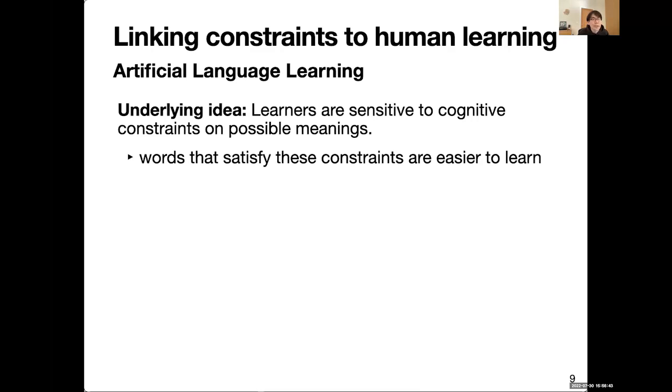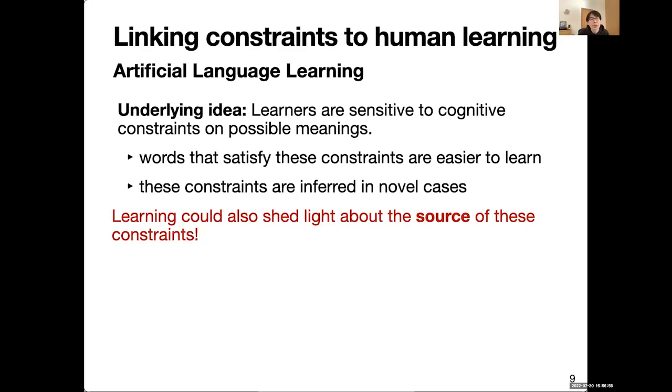So learners might find words that satisfy these constraints easier to learn, and they can also tend to generalize these constraints to new occurrences. And what is very important is that learning could also shed light on the source of these constraints that we see in the typological data, because one could think that the reason why these constraints exist typologically is precisely because words that satisfy them are easier to learn.